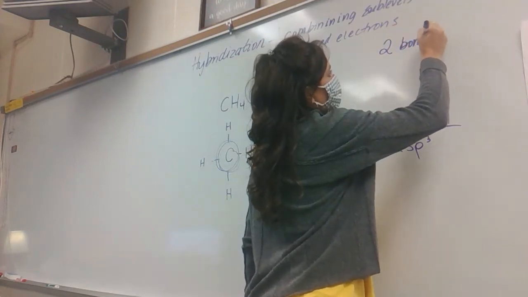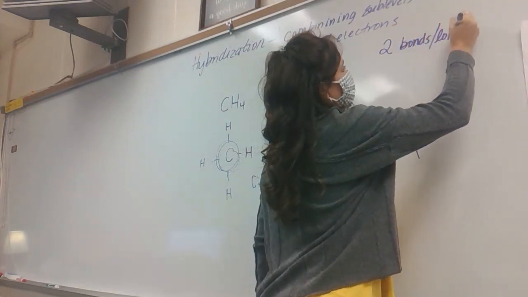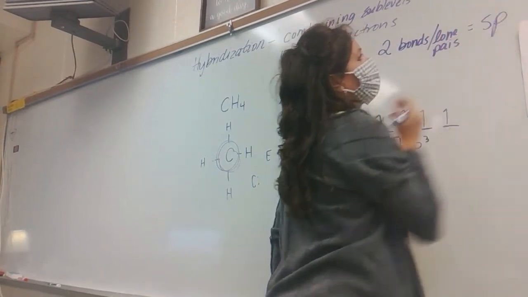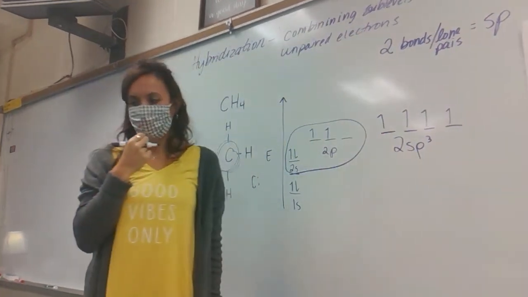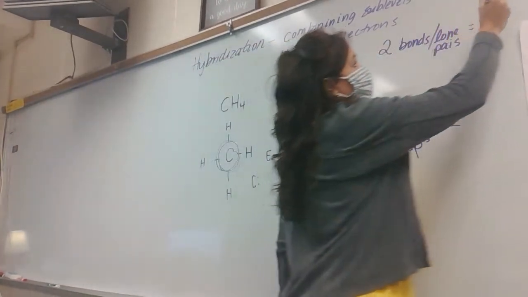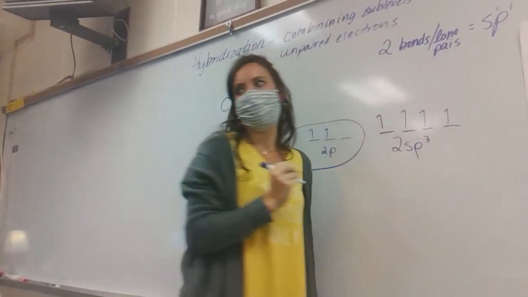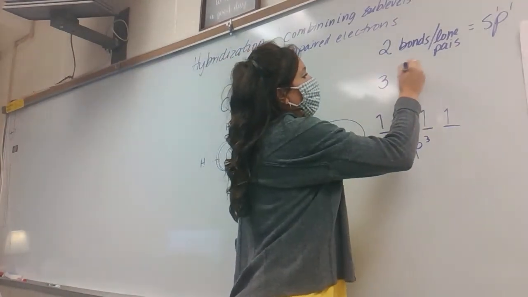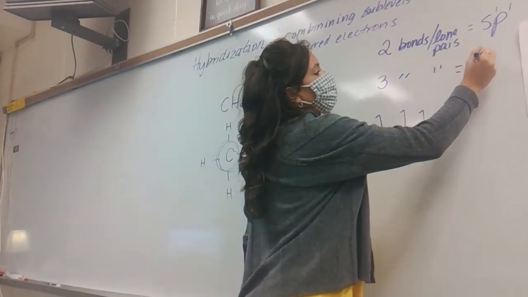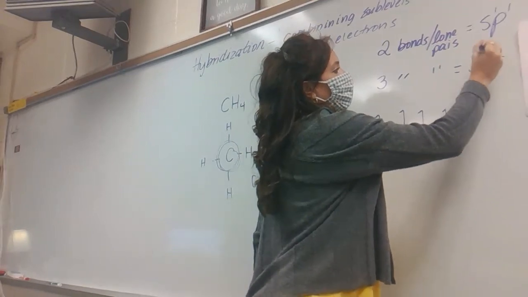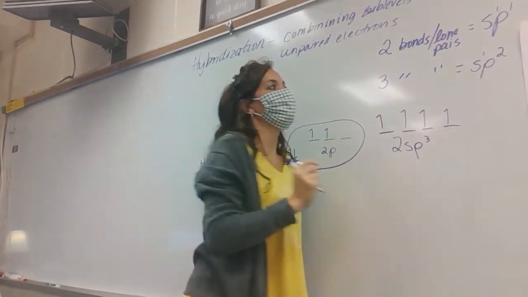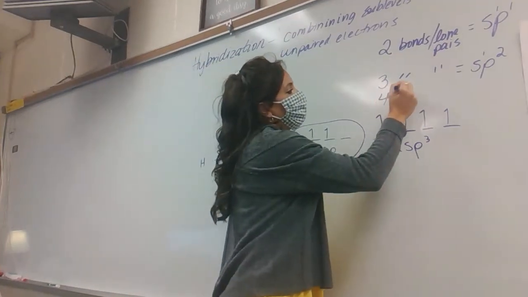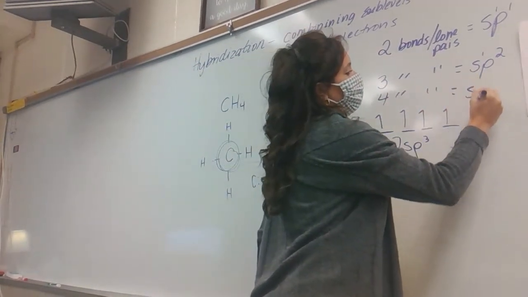Okay, so really what you need to know is if it's making or having 2 bonding areas, 2 bonds / lone pairs combined, that's sp hybridized. And the way that we know it's 2 is because the superscripts add up to be 2. If it has 3 bonding areas / lone pairs, that's sp2, because our superscripts add up to be 3. And if it's making 4 bonds or has 4 bonds and lone pairs, that's sp3.